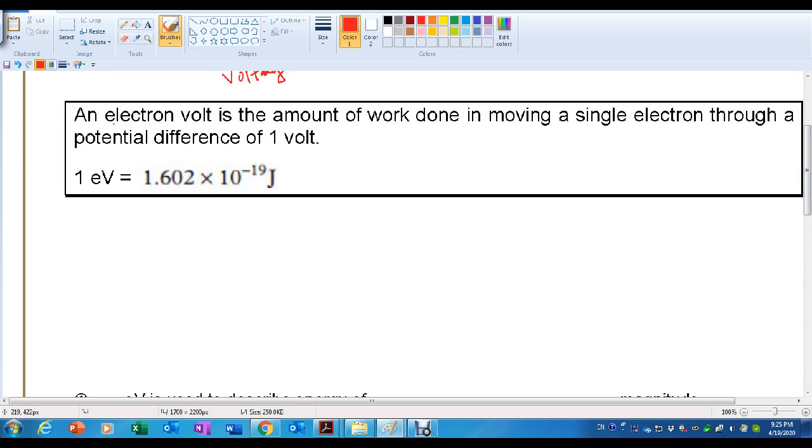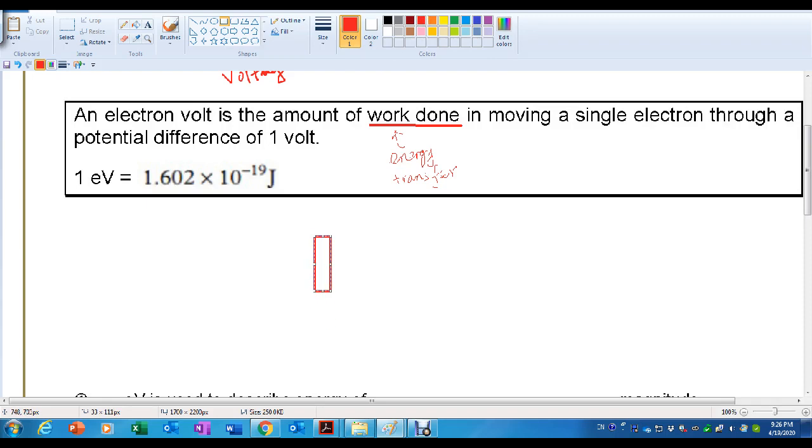What's the definition of an electron volt? Electron volt is the amount of work done. That phrase possibly is quite unfamiliar for you. Work done means energy transfer. That would be easier in moving a single electron through a potential difference of 1 volt. You might imagine the things like this.